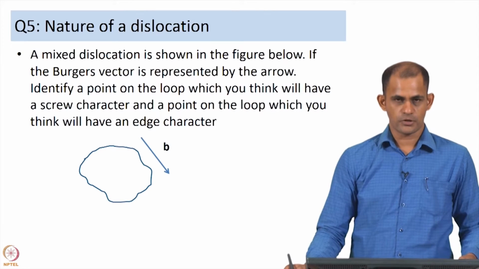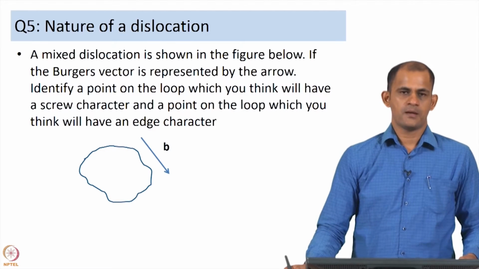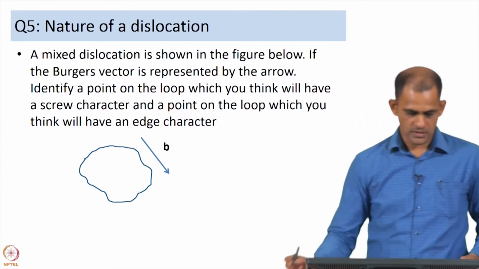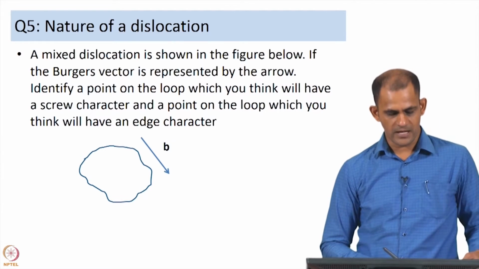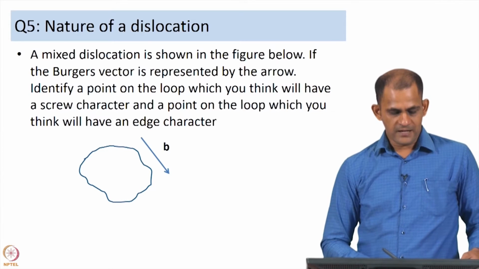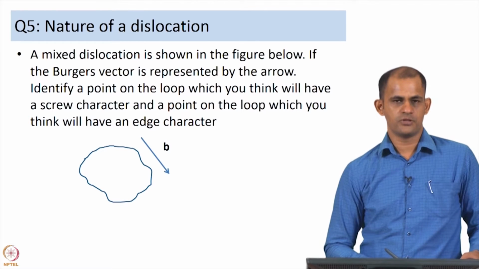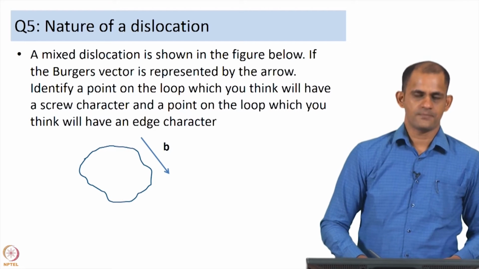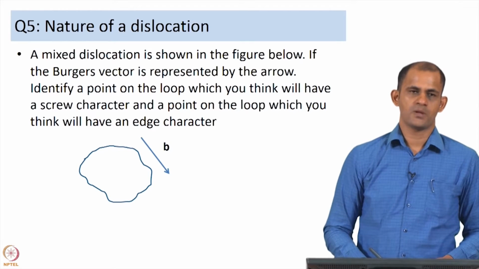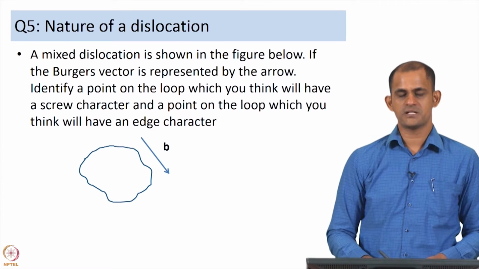Here, a mixed dislocation is shown in the figure, and the Burgers vector is represented by the arrow. This is a dislocation loop, it has a mixed character, and what I want you to tell me is to identify at least a point on the loop which you think will have a screw character and a point on the loop which you think will have an edge character. For this you need to go back to the portion where I introduced you to dislocations, and I was talking about screw dislocations and edge dislocations.